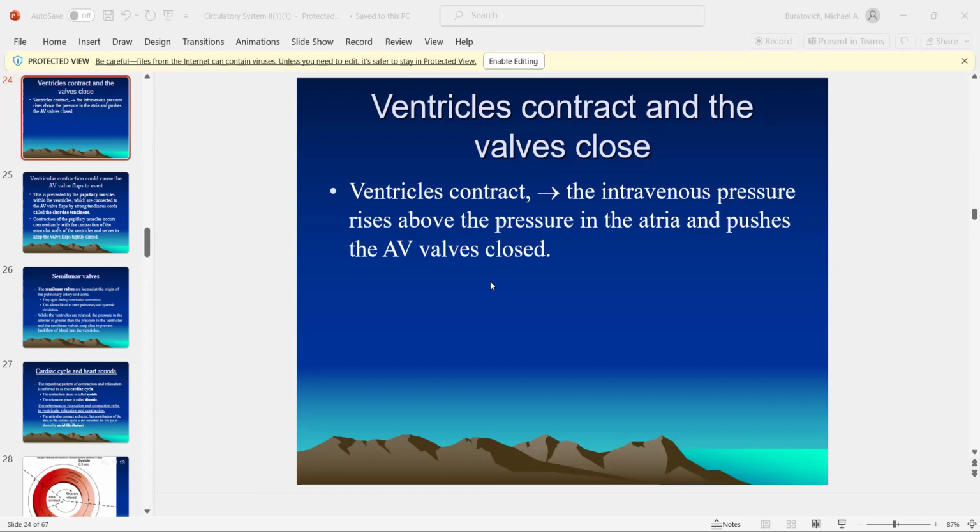So the cardiac cycle is one of contraction, relaxation, contraction, relaxation. The contraction part is the systolic part, or systole. The relaxation part is diastole. It's the diastolic part.